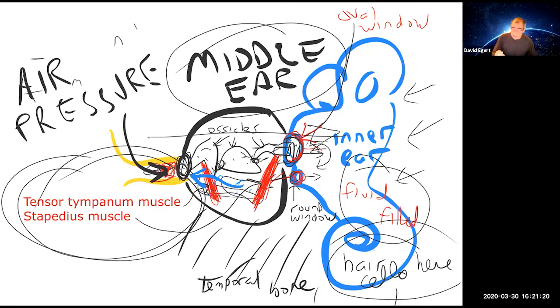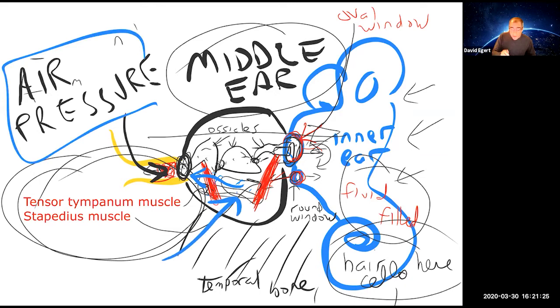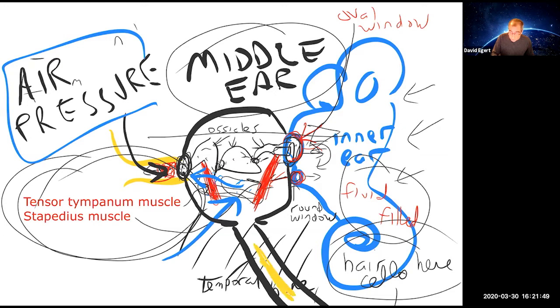So we need some way to adjust the air pressure inside the middle ear to balance the air pressure on the outside of the eardrum. That is going to be using the Eustachian tube. So there is actually, I need to make this not as complete here. There's actually a little tunnel that comes up. This is my Eustachian tube here.